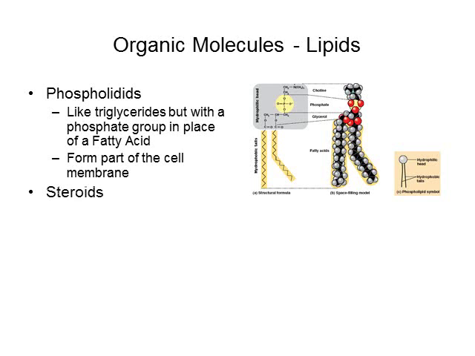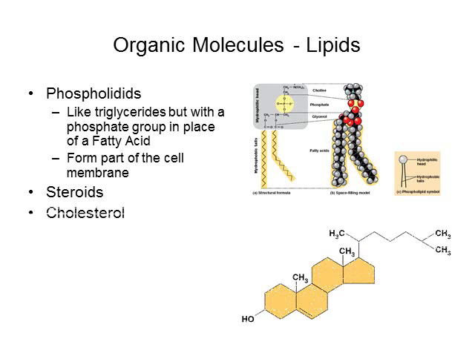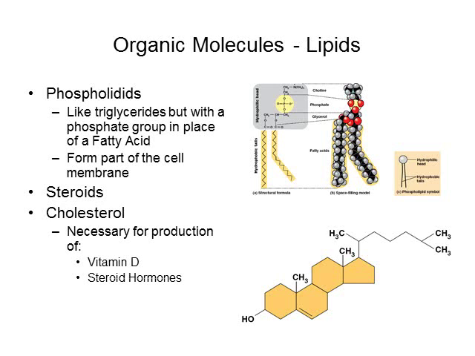Another subgroup are the steroids. Steroids are basically carbon chains that, instead of being straight chains here, are into rings. And cholesterol is a good example of this. This is a molecule of cholesterol. Cholesterol is necessary for production of vitamin D, some steroid hormones, and the bile salts.